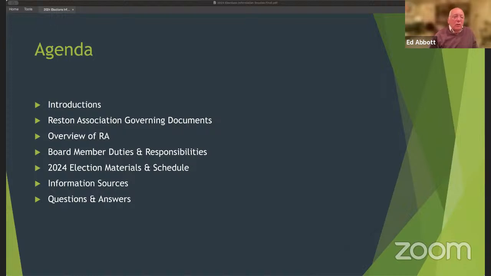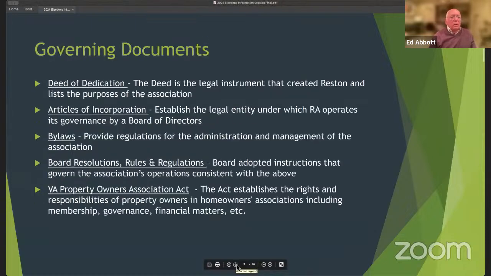The agenda items are listed on this slide. I am not going to read the bullets. I'll try to summarize things, but leave it up there long enough for people to read it. Let's go to the next slide. Basically, what we've tried to do in these slides is to give you an overview of Reston and its governing documents and what the board members do, and kind of give you a broader view of what you're going to get involved with if you decide to run.